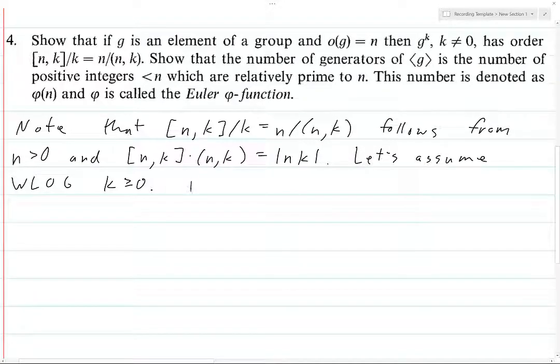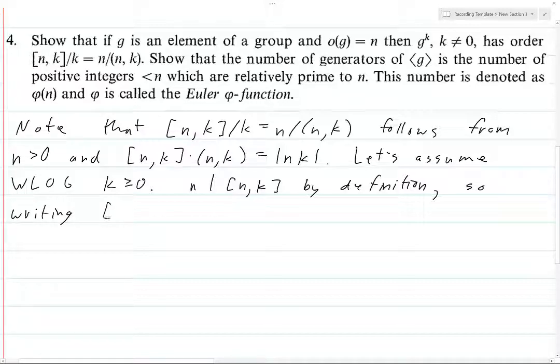So now what do we do? We want to show that g to the k has order of this thing here. So n divides nk by definition, because the thing on the right is just the least common multiple. So it's a multiple of n, so n must divide it. So writing nk, this LCM, as a constant multiple a of n, because the LCM of nk is a multiple of n, you just put some integer a here, and this yields.